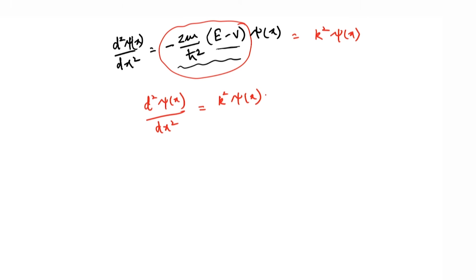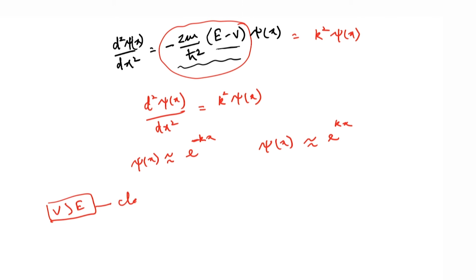Now, this type of equation we have already seen earlier, and the typical solution. There are two possible solutions of psi x. One is psi x is approximately equal to e to the power minus k x, or psi x can go like e to the power k x. Now, the condition is that V is greater than E. So, this implies in the classical picture that the particle is forbidden to be there.